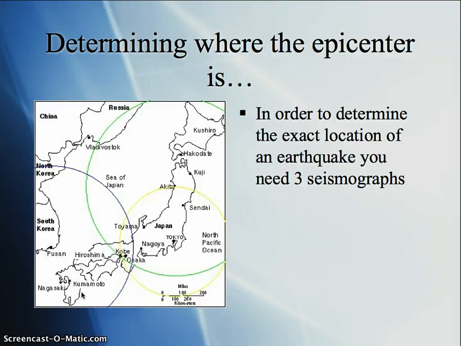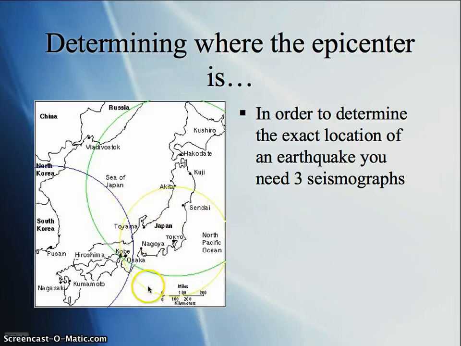So you need to use 3 different sites in order to figure out your epicenter. The reason for this is because it is a circle. So here, if we look at this earthquake that happened in Japan, you have this yellow circle. So we know that the earthquake epicenter happened somewhere in here. I'm thinking that the seismograph was probably in Tokyo, and Tokyo is reading it outward in a circle.